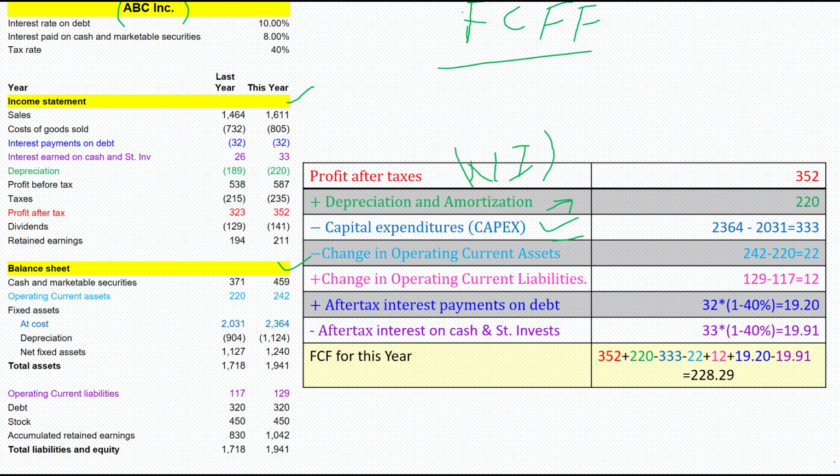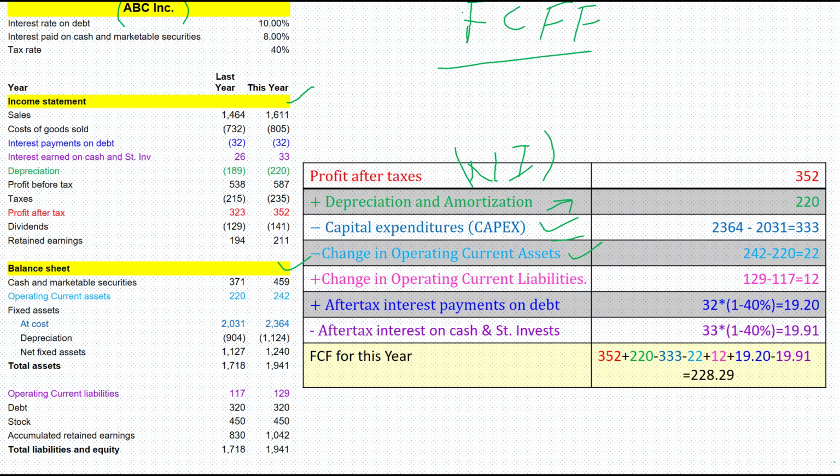Another adjustment you have to make is the change in operating current assets. Whenever there is a change in operating current assets, it affects cash inflow or outflow. For example, if there is an increase in operating current assets like inventory, that means you used cash to build up that inventory. That is why you have to subtract the change in operating current assets.